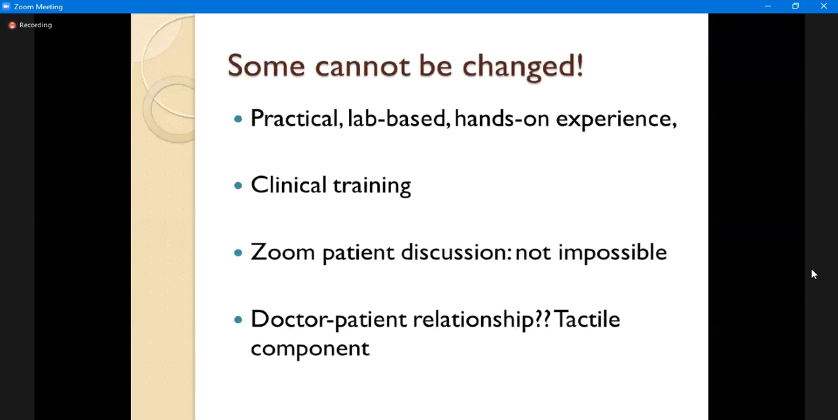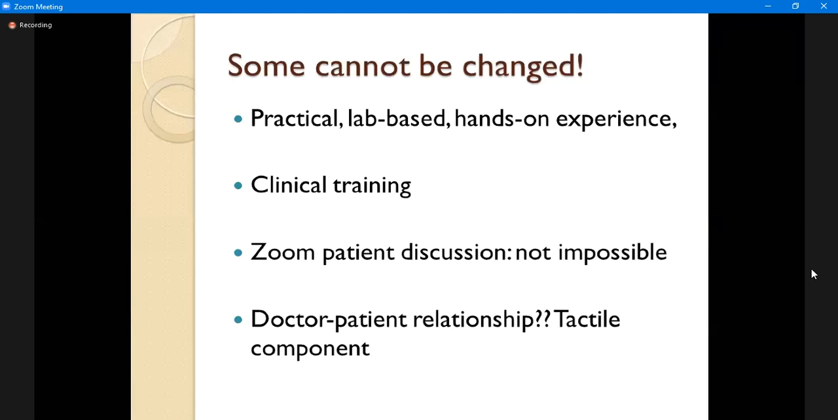Now, certain things cannot be changed. Having said that, the practicals, the lab-based training, the hands-on experience, of course need to take place in the usual manner. The same can be said about clinical training as well. Now, Zoom patient discussion: I think Professor Bodhinaga has done one, and she told me it was very effective. In fact, the consultant who called me from Colombo also said that he has done one on surgery and it went very well.